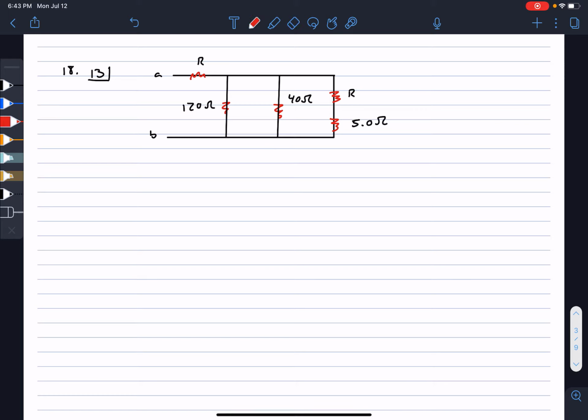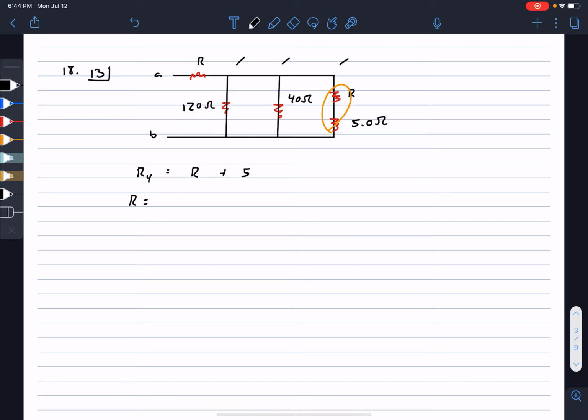Okay, so starting with these in series. We have R plus 5 ohms. I'm just going to leave the units off for right now. We'll call this R4. So R plus 5 ohms. These are in series. That's how we're going to do it. So next, well, we're not going to have 4 resistors, but that's okay. Next, we have these 3 resistors in parallel.